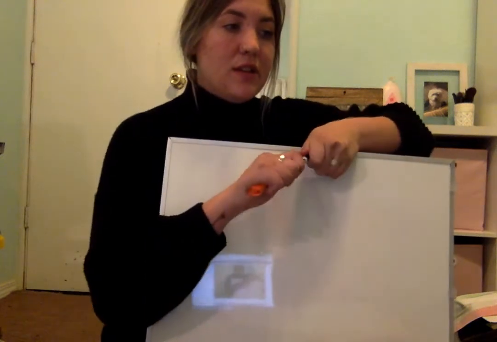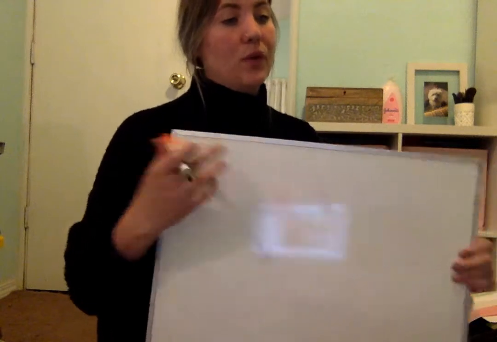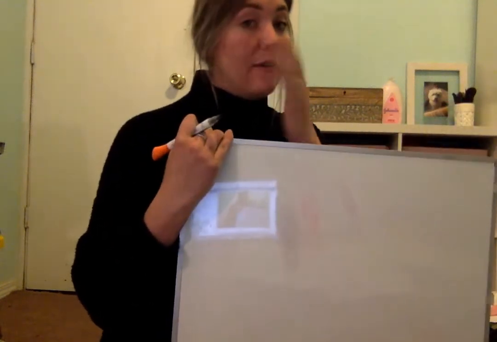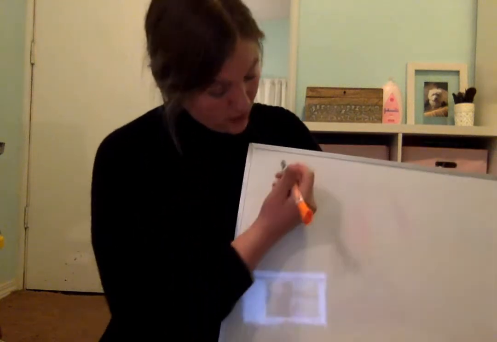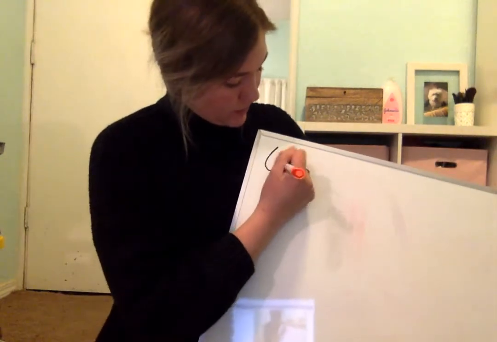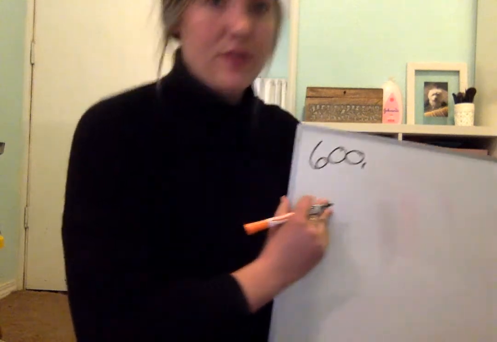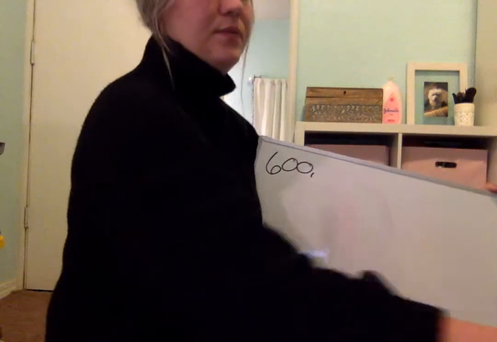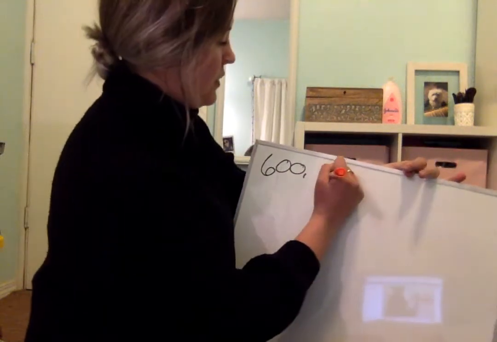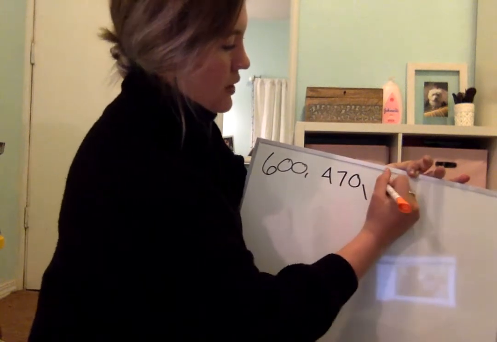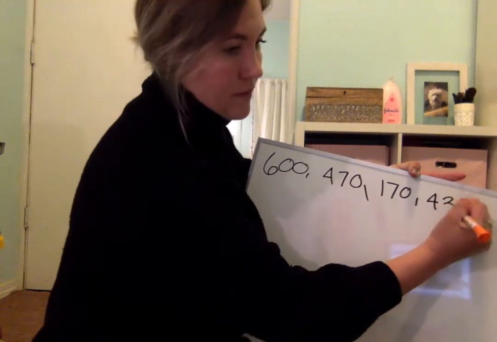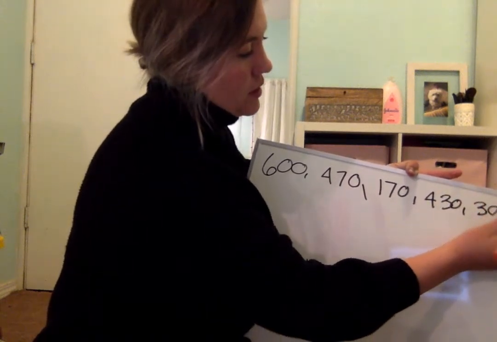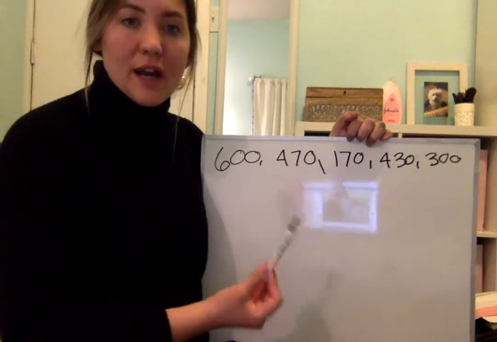So today we're going to be using the example of dogs. We have 5 dogs that were measured from the shoulder height up, and their heights were, I'm going to write this real quick, 600, 470, 170, 430, and 300. So these 5 numbers are our data set.